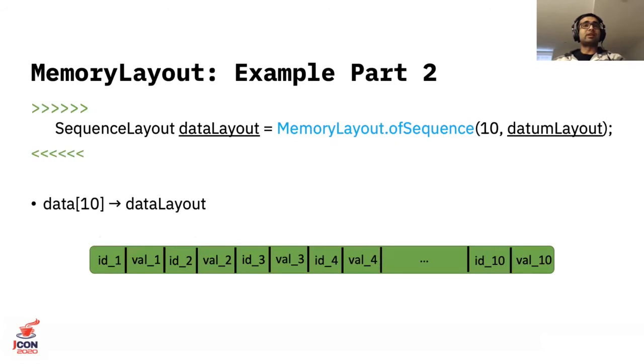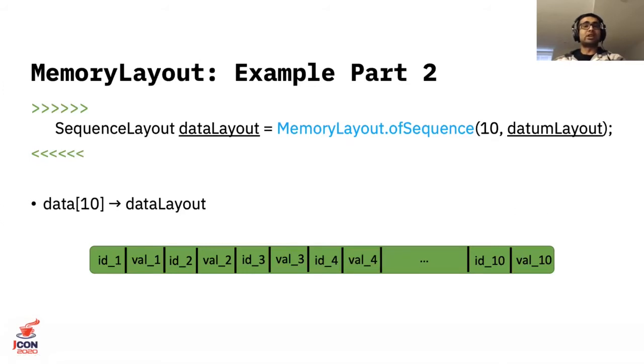And the next step is to define the 10-element array. To define an array, the MemoryLayout class has a static method named sequenceLayout. It returns an instance of SequenceLayout, which is, again, a derived class of MemoryLayout. Here we are creating a sequence of 10 elements of the data group layout, which was derived in the previous slide. So the SequenceLayout instance represents the 10-element array, which was shown 2 slides ago, and which is also shown at the bottom of the slide.